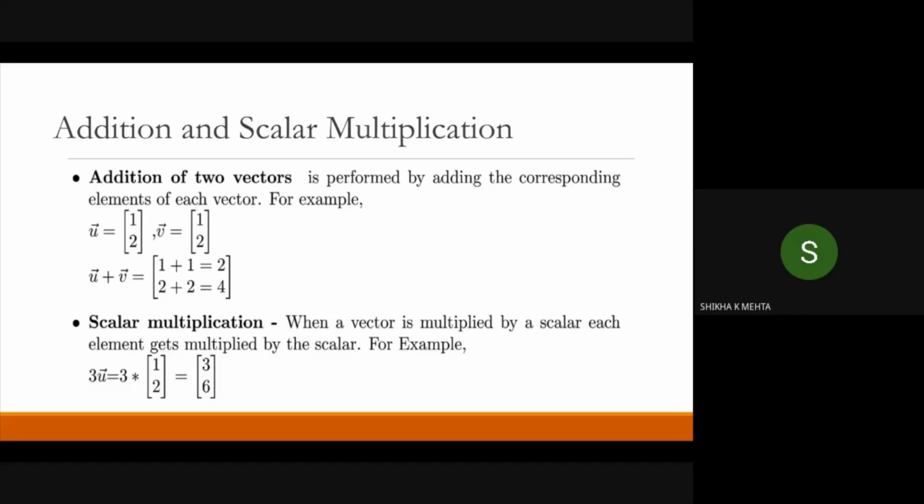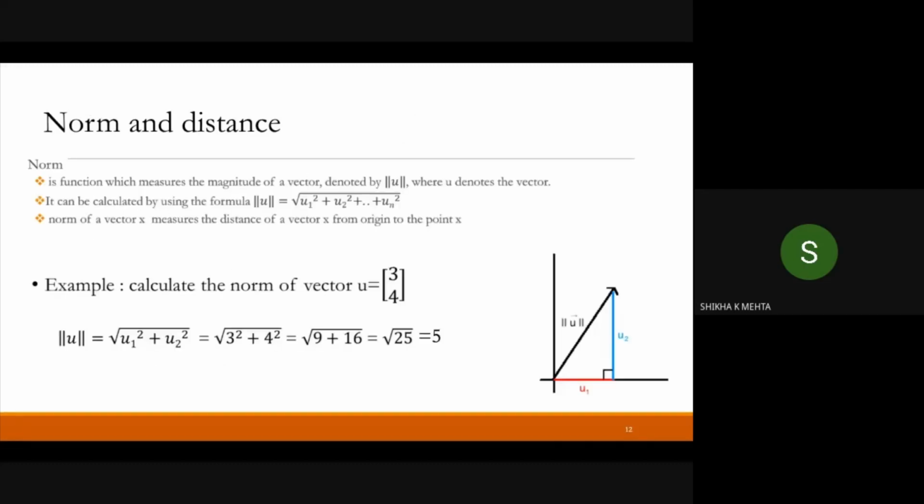So when we multiply with any scalar value like 3, multiplied by a vector of 2 rows and 1 column, we get the values 3 by 3 and 6. So only the magnitude is increasing when we are multiplying with any scalar number.